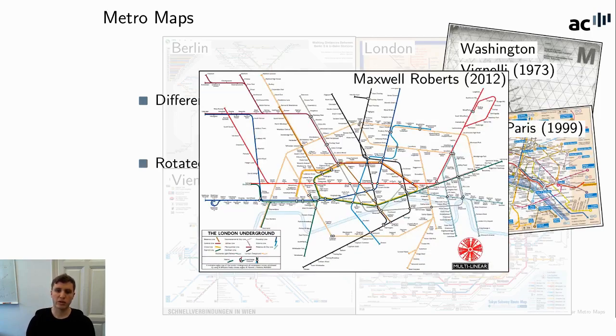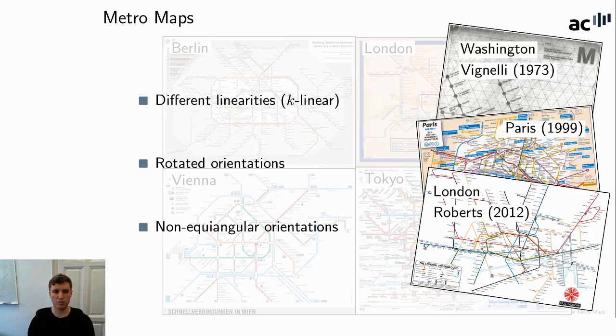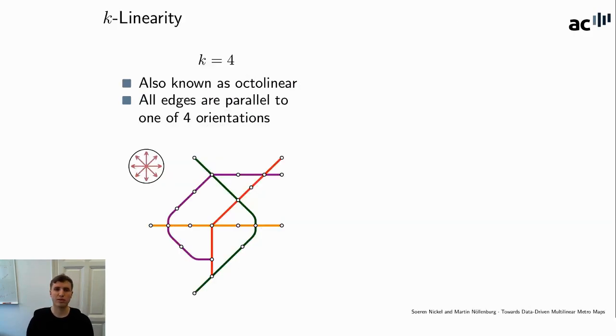And lastly, we could actually use a quite arbitrary number of orientations to which we schematize the input. And this will be called a multilinear metro map, and it has non-equiangular orientations. So let's look at these things one by one. First, let's look at k-linearity. What does that actually mean?